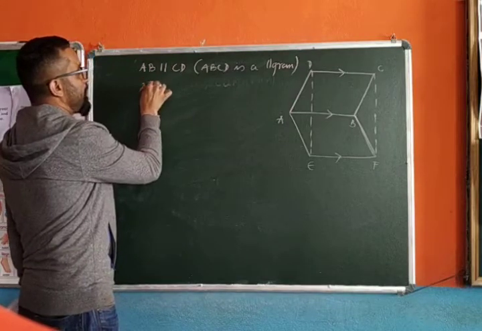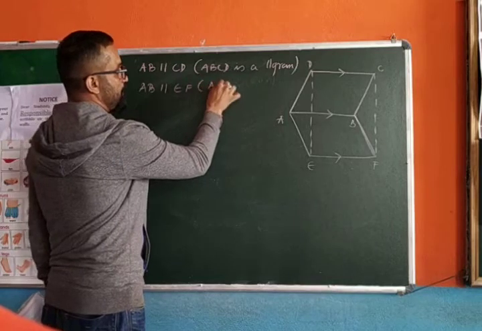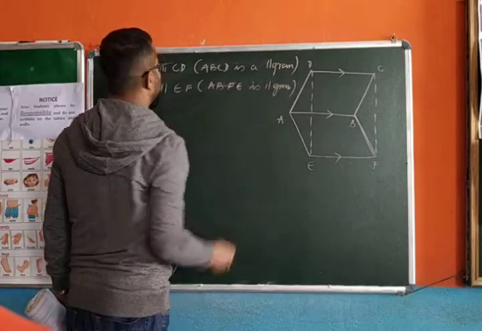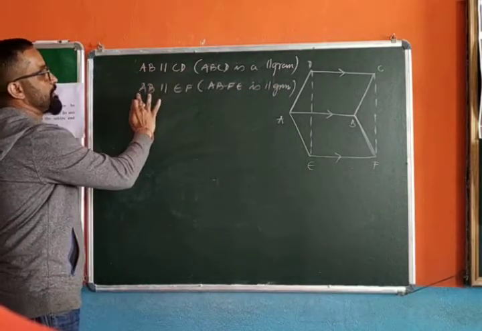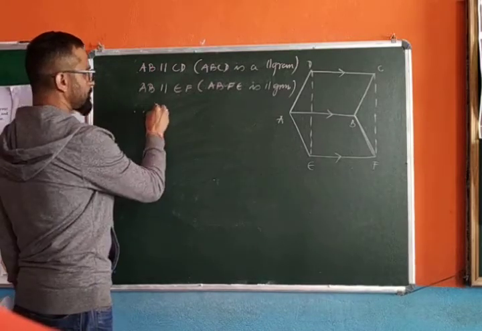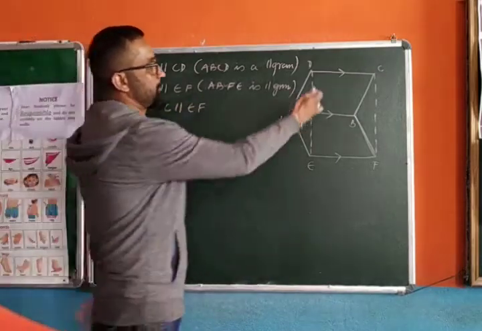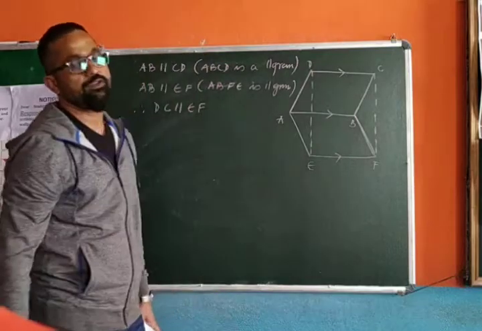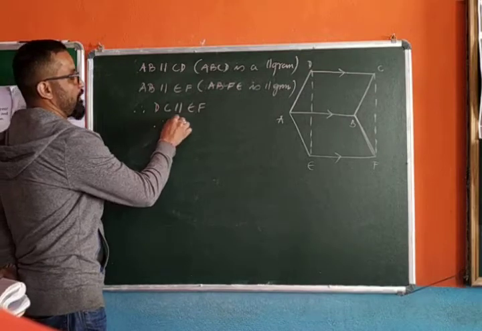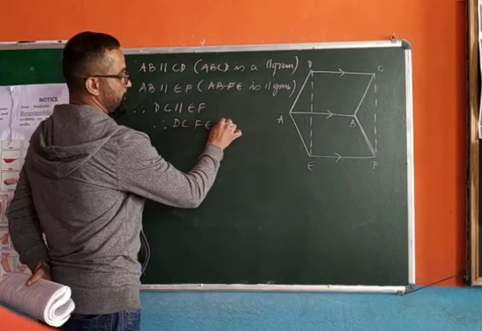Similarly, you can write AB is parallel to EF. ABFE is a parallelogram. Since AB is parallel to CD and AB is parallel to EF, therefore you can write DC is parallel to EF. And once you get DC parallel to EF, two sides are parallel and equal, therefore DCFE is a parallelogram.